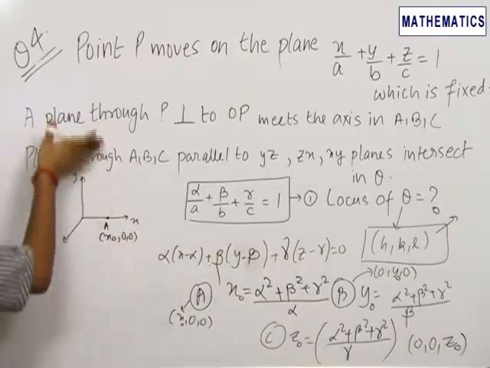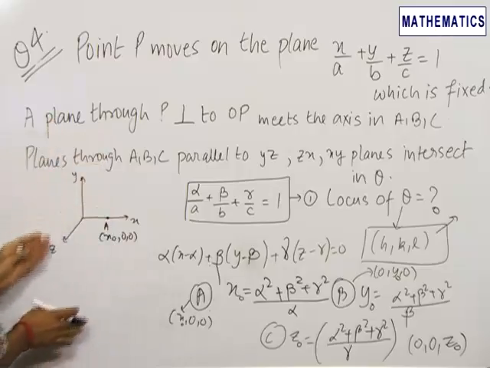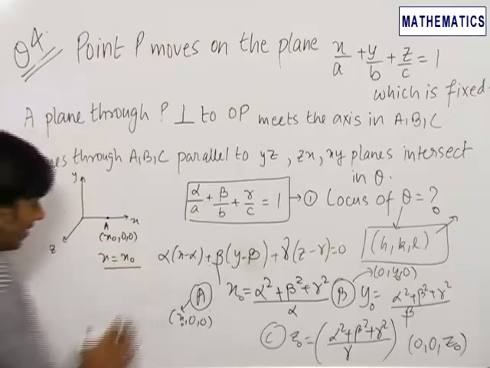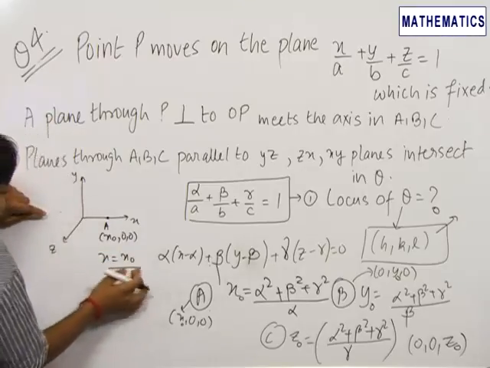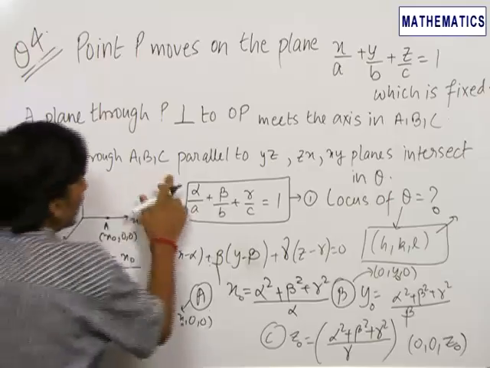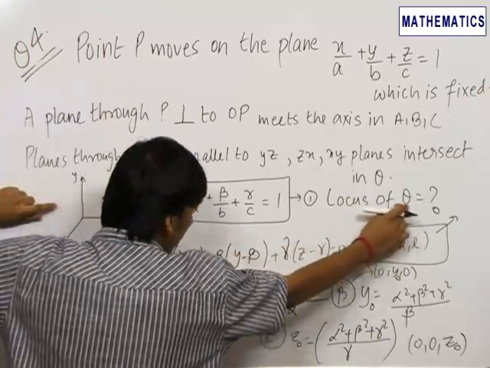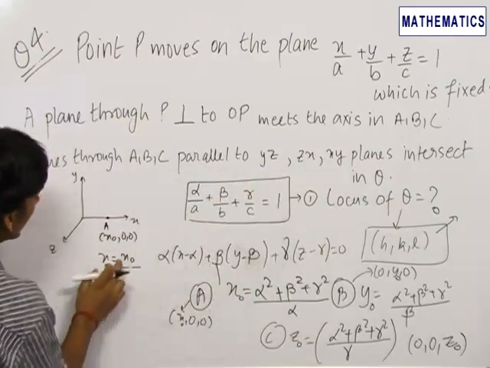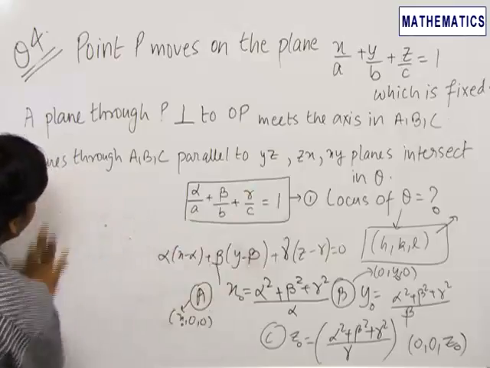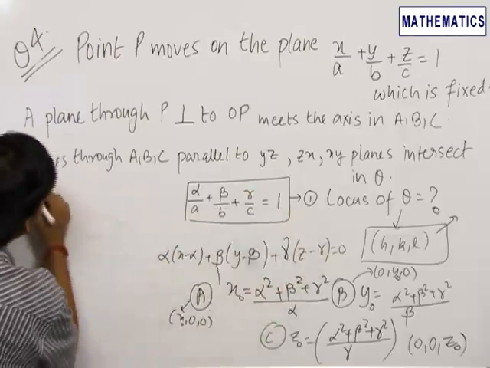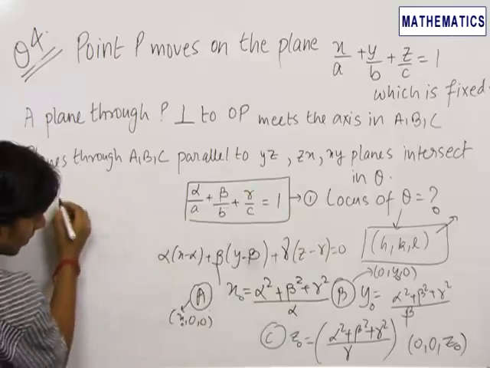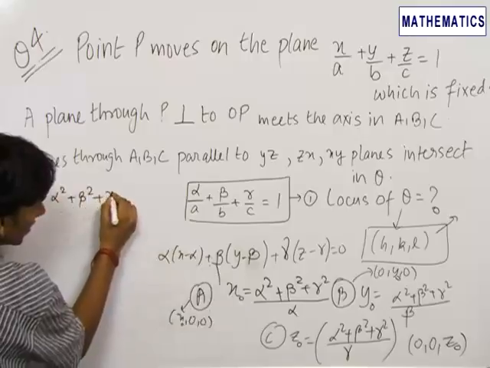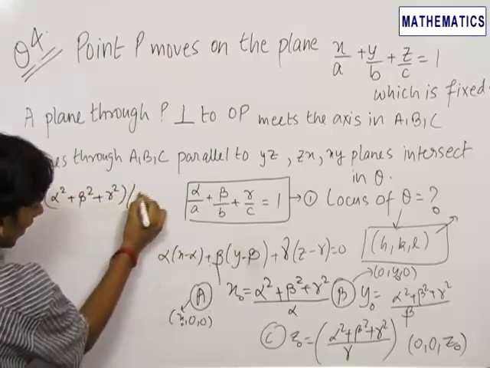So the plane passing through A and parallel to the YZ plane will be x is equal to x naught. This will be the equation of the plane, and any point lying on this plane will have x coordinate equal to x naught. Now since this point Q lies on the intersection of these three planes, the x coordinate of point Q will be equal to x naught. Therefore we can write the x coordinate of the point Q, that is h, is equal to x naught, that is alpha square plus beta square plus gamma square upon alpha.